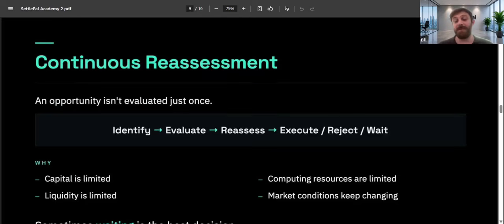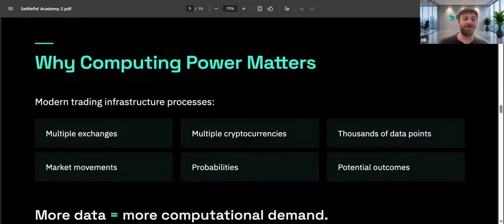And now let's move on to another important part of the trading desk, computing power. Many people ask, if SettlePal can analyze opportunities, why doesn't it simply analyze everything all day? Well, the answer is that every calculation uses computing resources. Modern trading infrastructure may have to process information across multiple exchanges, multiple cryptocurrencies, thousands of data points, market movements, probabilities, and potential outcomes. More data means more computational demand.